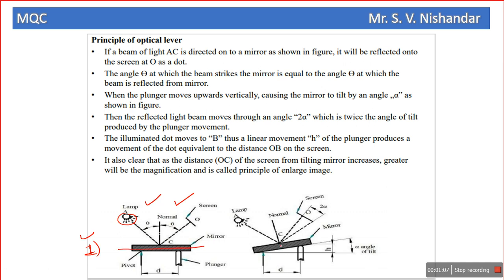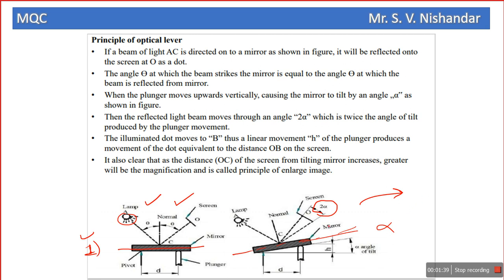What happens if the mirror is tilted by some angle alpha? What I observed is that if the mirror is tilted by angle alpha, the reflected beam travels through twice alpha. So that basic phenomenon, the property of the tilting mirror, I am going to apply in the mechanical optical comparator.